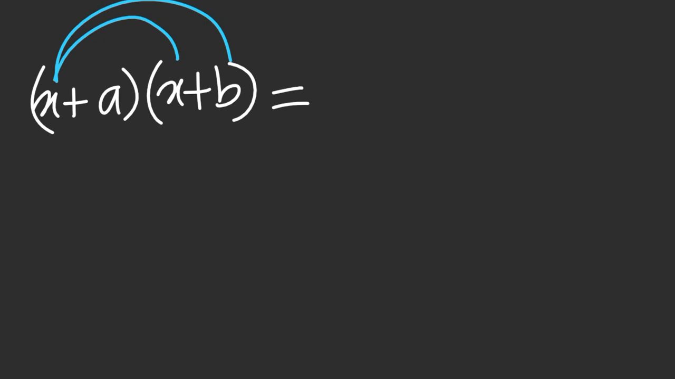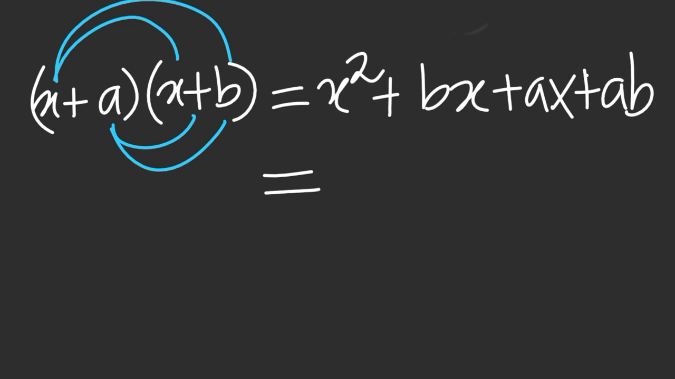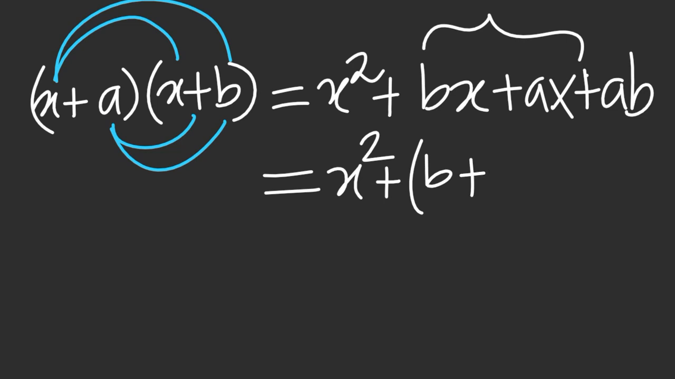So x into x is x square and x into b is bx, and then a into x and a into b, which is equal to ax and ab. So in these two terms you can see that you have x common, and hence you can write x square plus b plus a, right, and then x plus ab.